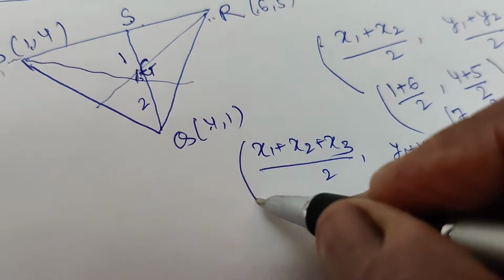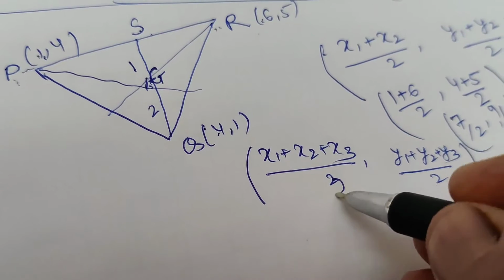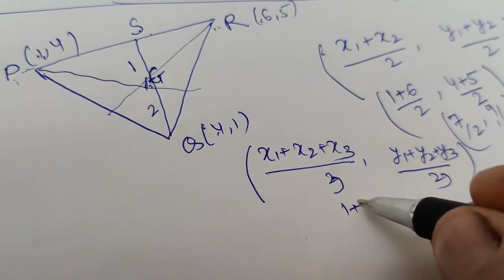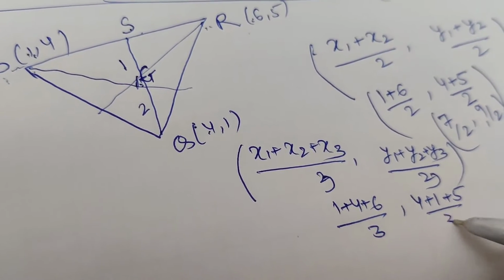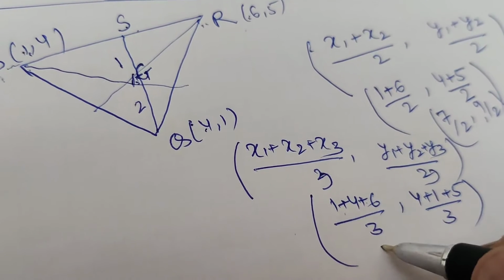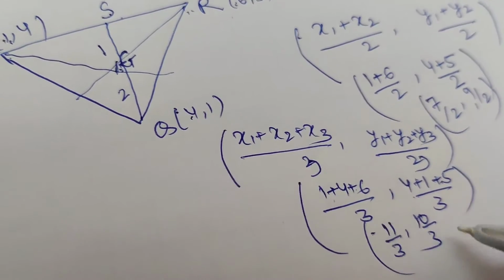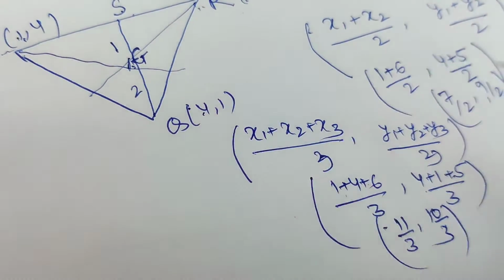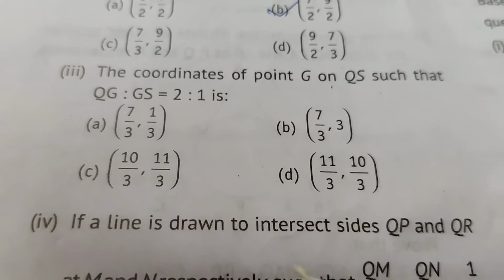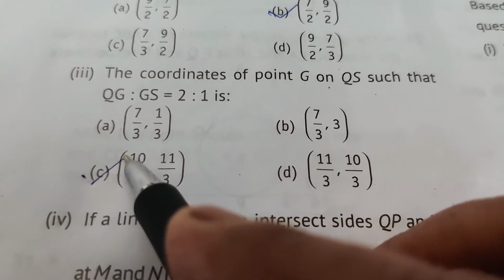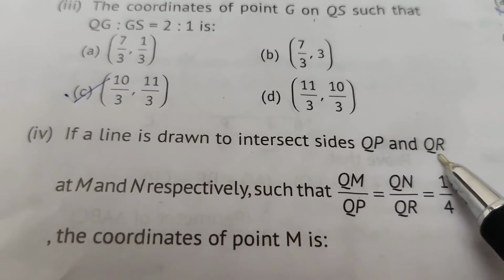इस तरीके से भी फाइंड कर सकते हैं. So here x is 1 plus 4 plus 6 by 3 and 4 plus 1 plus 5 by 3. Okay. 11 by 3 and 10 by 3. These are the coordinates of centroid G. 11 by 3 and 10 by 3. This option is right.